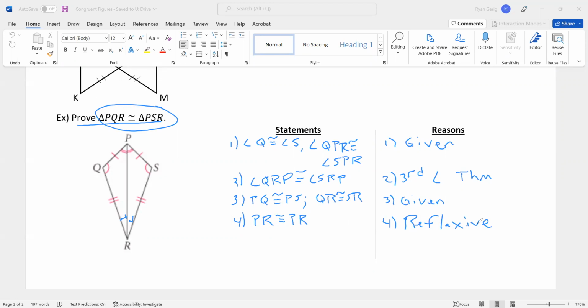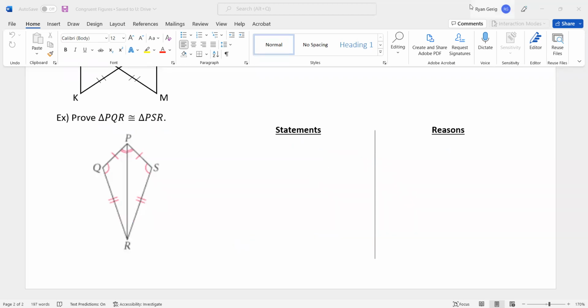Well, now I have all 6 parts congruent. Now I can say triangle PQR is congruent to triangle PSR, by the definition of congruent triangles. All right, I know that's a long proof. Hopefully that made sense. And good news is I'm going to shorten that up once we get to the next couple lessons.